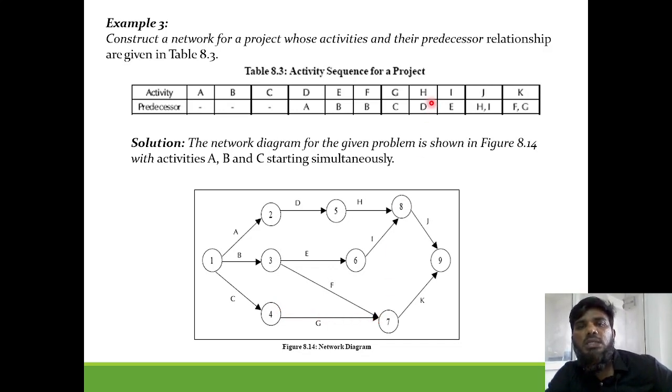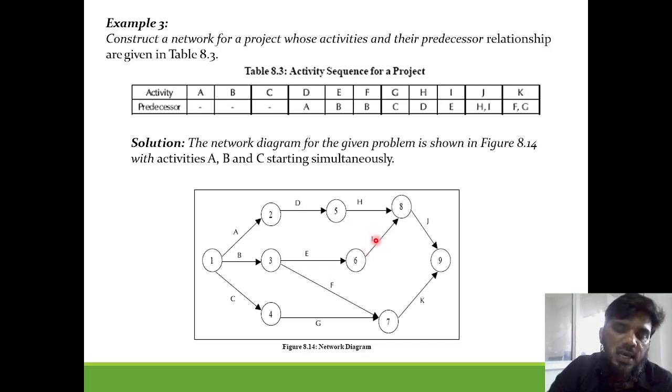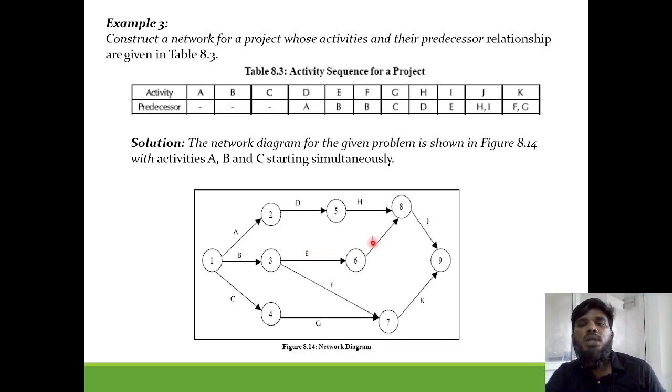Next, H is a predecessor of D, that is completed. I is a predecessor of E. For the starting of I, you should proceed through B and E. After completion of the B activity and after completion of the E activity, only then will your I activity start. Similarly here, they have written H comma I, which means these two should precede this node, that is nothing but J.